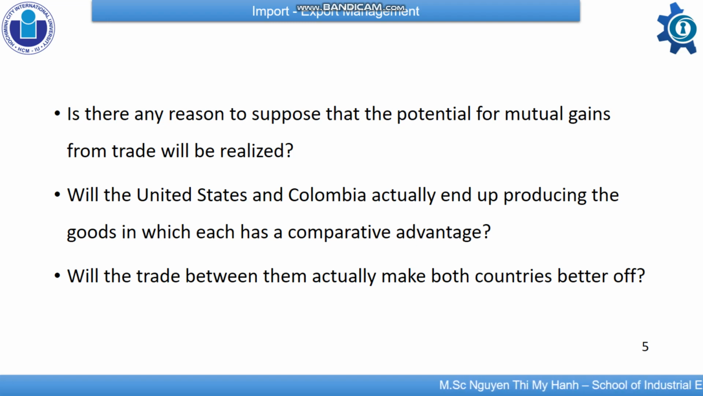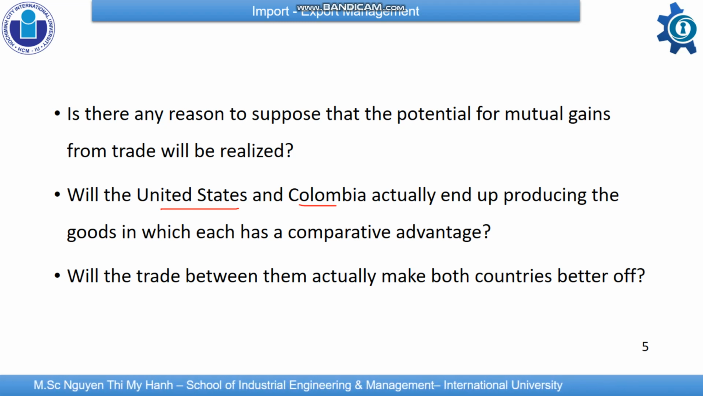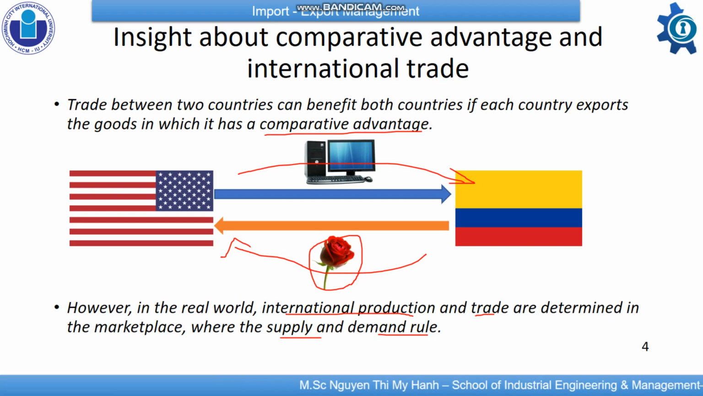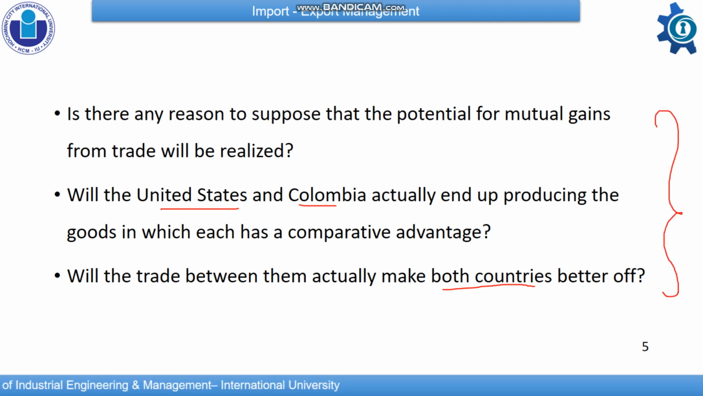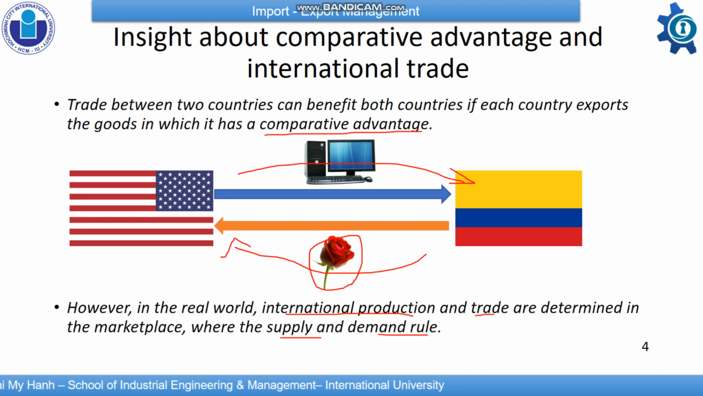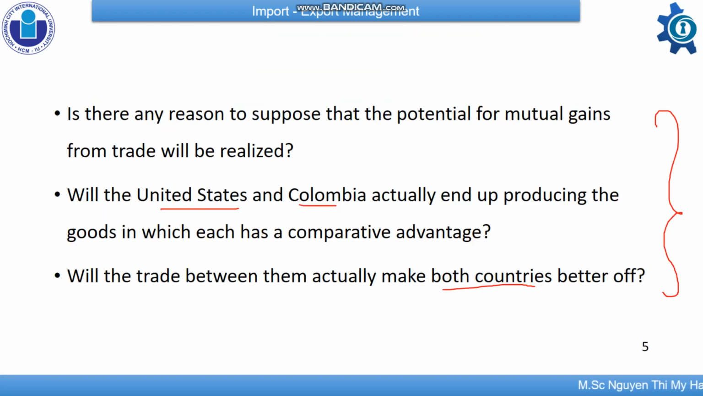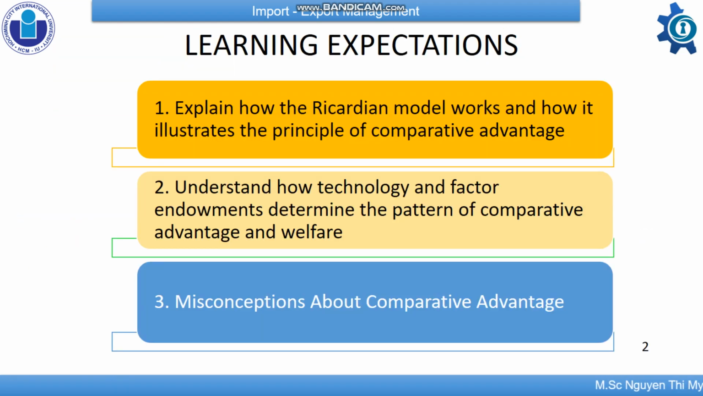And the second question is, will US and Colombia actually just produce the products that they have comparative advantage, like US only produces computers and Colombia only produces rows? In reality, will it really happen? And will the trade between them actually make both countries better off? So those are the proposed questions after this example. To answer those questions is what we will learn today about the Ricardian model.